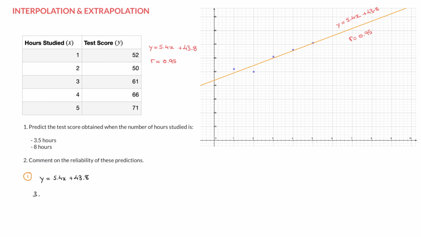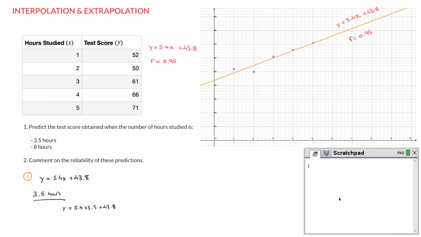I'll just write 3.5 hours. There we go. And now we can go ahead and write that y will equal 5.4 times 3.5 plus 43.8. And now using our calculator, if we quickly calculate that, that's 5.4 times 3.5 plus 43.8. And we click on enter, and we're done. The test score we could expect to obtain if we study 3.5 hours is 62.7. And I'll go ahead and highlight that answer.